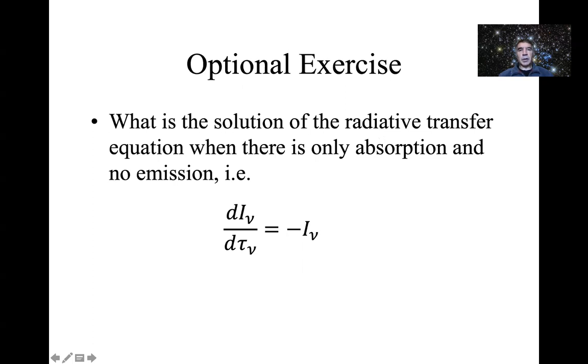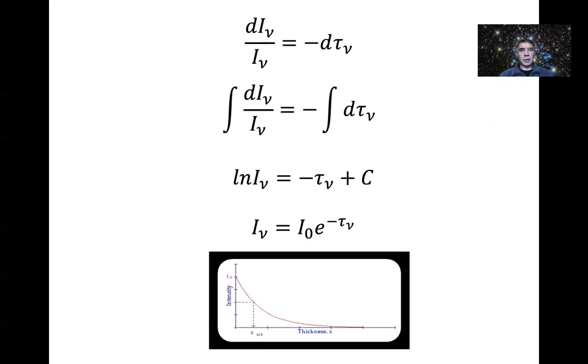Okay, welcome back. I left you with the optional exercise to solve this equation in the special case when we have no emission. So this is just a differential equation. We can rearrange the equation to bring the terms in I over to the left-hand side and bring the optical depth term over to the right-hand side. So, separation of variables, for those of you who remember your simple differential equations. And that's what I've done at the top here.